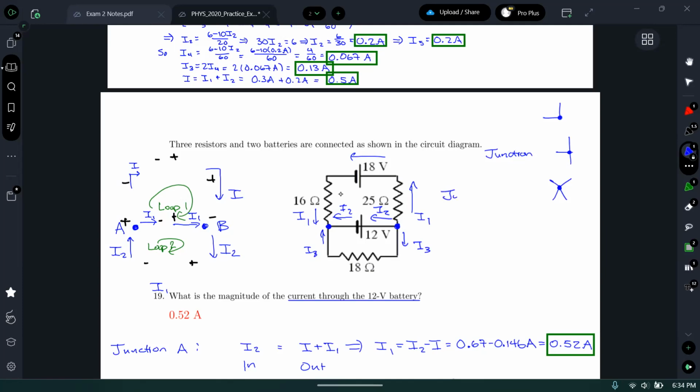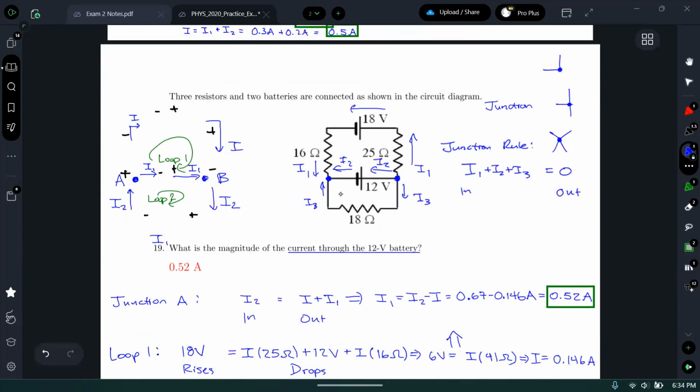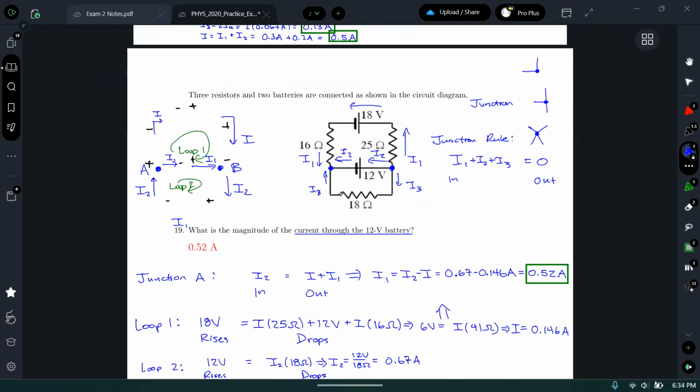Then I set up the junction rule. It's going to be different than what I've got written because I labeled my currents differently. I would say I've labeled all three as going in, I1, I2, I3, and none going out. So this would be my equation instead. So I just want to pause there. Do you want me to go through the loop rule bit with this too, Bella?